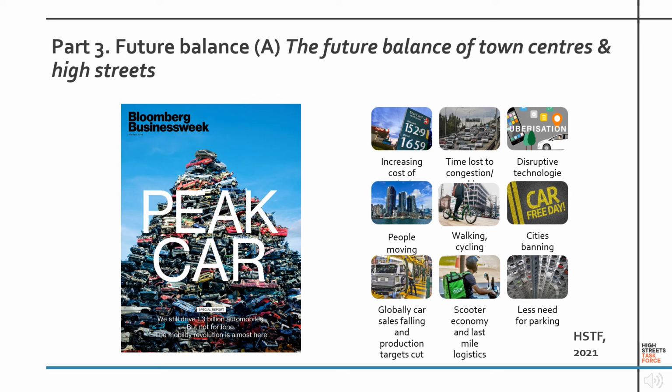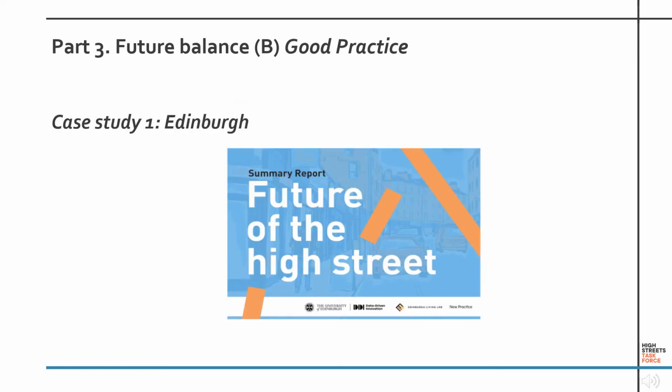COVID has pushed forward public realm changes in many locations, and these need to be part of designing the future of our town centres. This section considers three examples of good practice. The first case study is a project carried out between January and July 2021 on the future of the High Street. The project was funded by the Scottish Funding Council and delivered by the Edinburgh Futures Institute and Edinburgh Living Lab, in collaboration with the Data-Driven Innovation Programme and New Practice Architects.